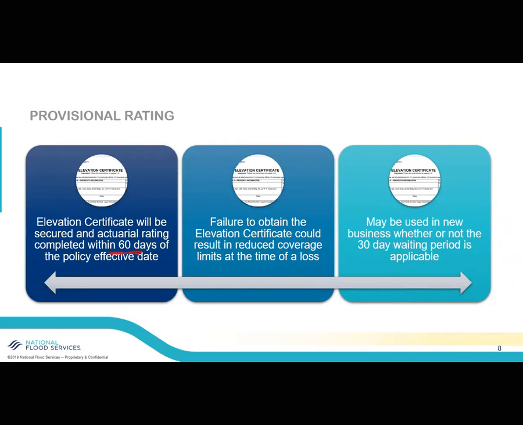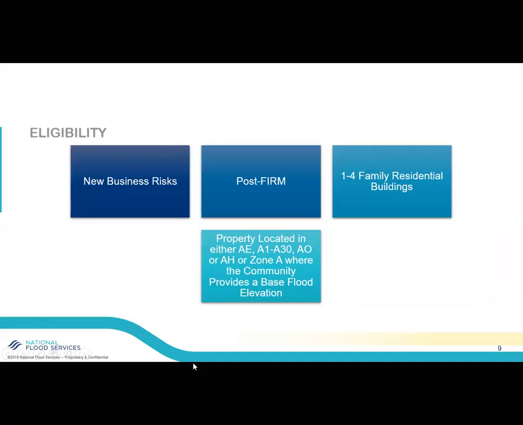Your provisional rated policy can be used in your new business whether or not your 30-day waiting period is applicable. So, for example, if Karen had a mortgage and Karen's mortgagee said, you know what, before we can close, you have to have a flood insurance policy. But Karen's property was in AE flood zone and Karen doesn't have an elevation certificate. To make the mortgage company happy, Karen can have a provisionally rated policy put into place, giving her a little bit of extra time to go ahead to obtain the elevation certificate. Sounds great, doesn't it? However, there's some things that you should know, and we're going to talk about that in just a little bit.